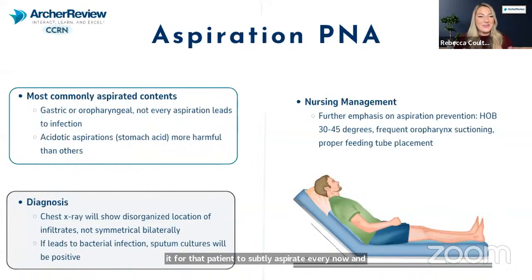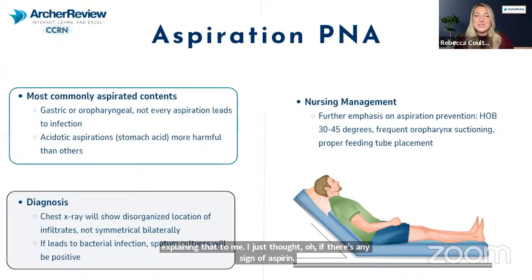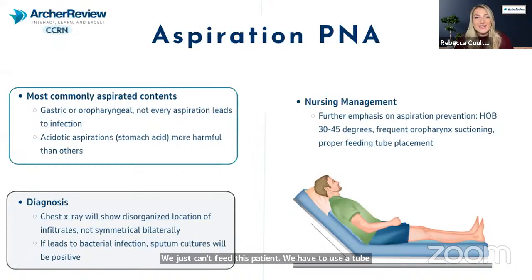I remember when I was talking to the speech language pathologist, the SLP, and they were explaining that to me. I just thought, oh, if there's any sign of aspirating, we just can't feed this patient. We have to use a tube or TPN or something else. And they were like, no, it's actually better for some patients to just aspirate just a little bit. But we definitely leave that decision making to the SLP, not us with our bedside swallowing screenings.